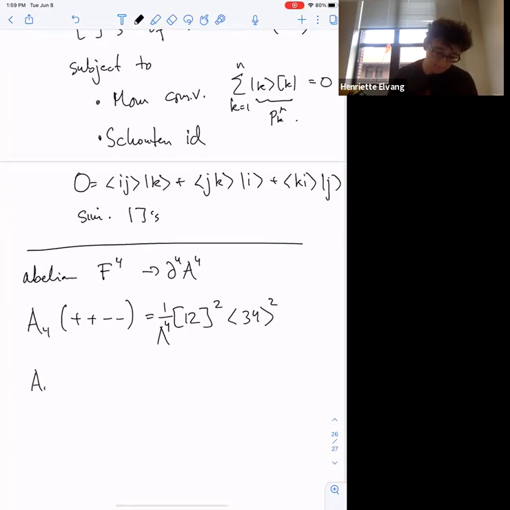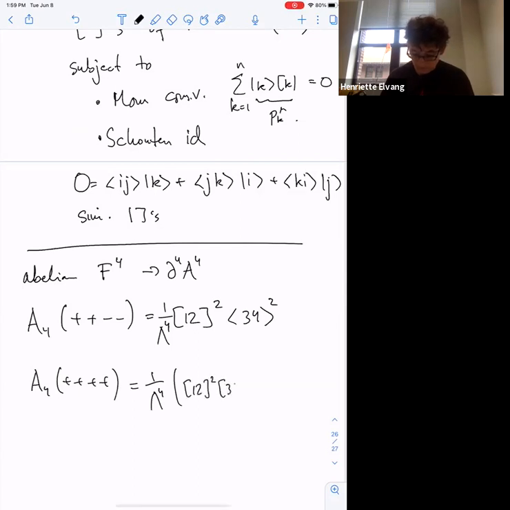And then if I tried the same thing with all plus helicities, that would give me, again, something with the same mass suppression. And now I just have to add the permutations to make this manifestly Bose symmetric.